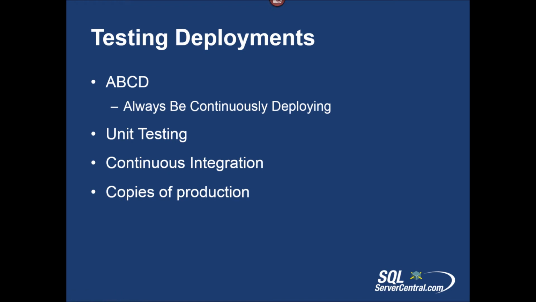You need to be able to validate that the tests and things that you've deployed are actually successfully deployed and didn't break your code, didn't break your structures. And so that's what unit testing and continuous integration is all about. And then finally, as far as testing your deployments goes, you need to test to a copy of production.